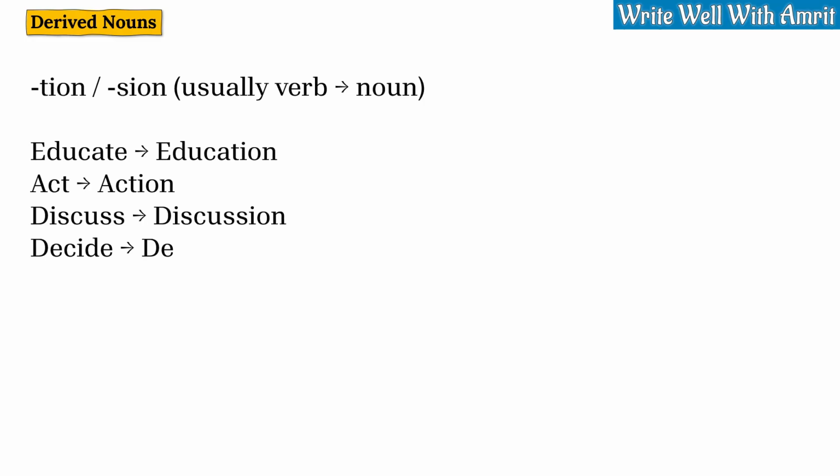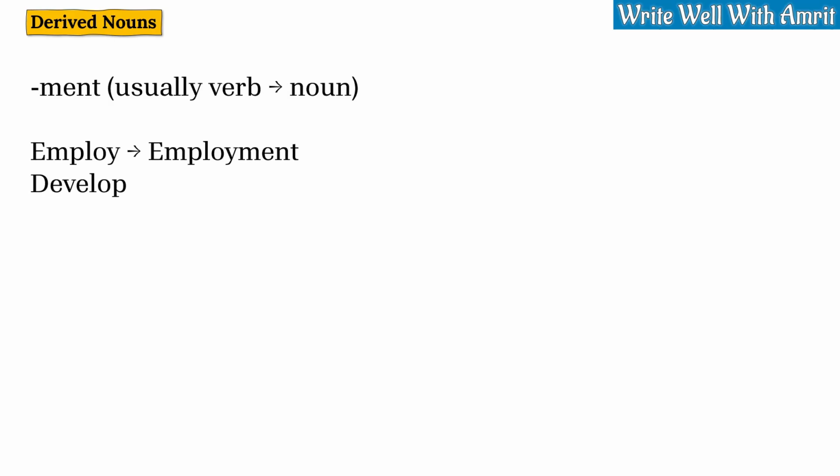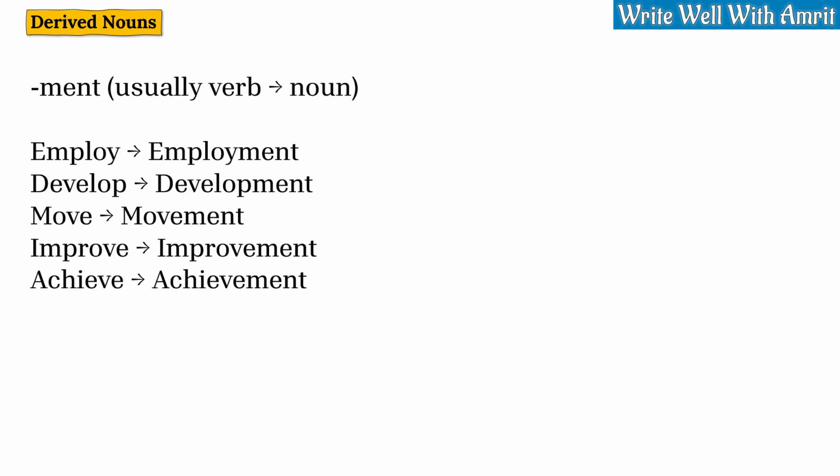Then we come to tion or sion. Normally you add these to a verb to make a derived noun. Educate becomes education, act becomes action, discuss becomes discussion, decide becomes decision, and expand becomes expansion. Then we have ment. This you add to a verb to make it into a derived noun. Employ becomes employment, develop becomes development, move becomes movement, improve becomes improvement, achieve becomes achievement.